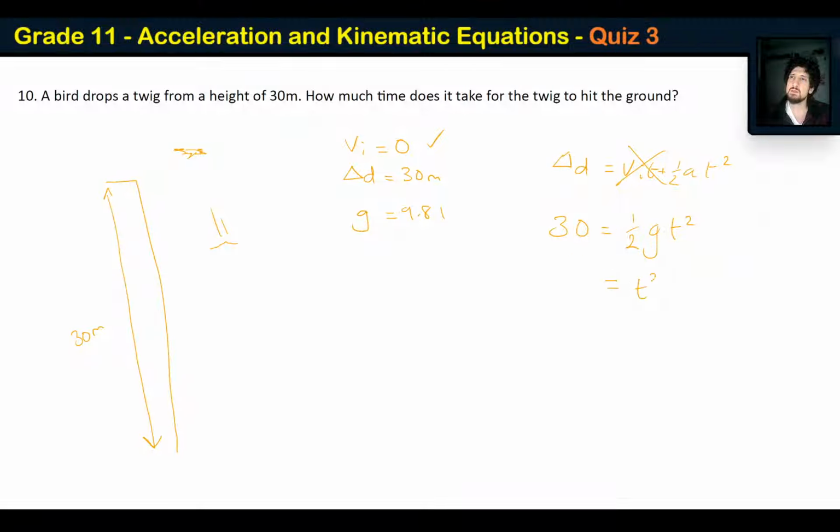So we can just do t squared is equivalent to 30 divided by half g, which is half times 9.81. We don't want t squared, we want t. So t is equivalent to the square root of all of that. So 30 divided by 0.5 times 9.81, and don't forget the square root. So 2. Therefore, time is equivalent to 2.47 seconds. Okay, let's move on.